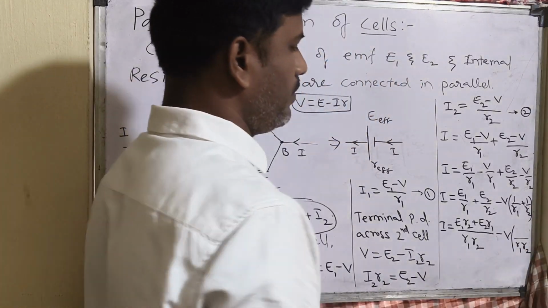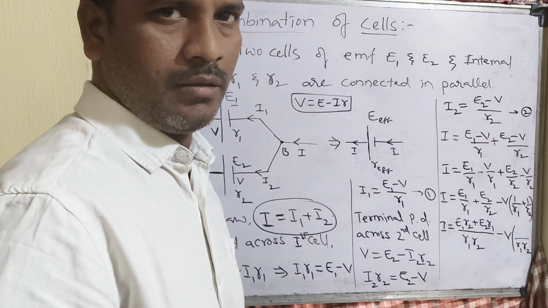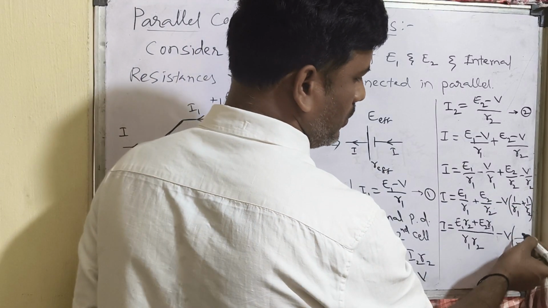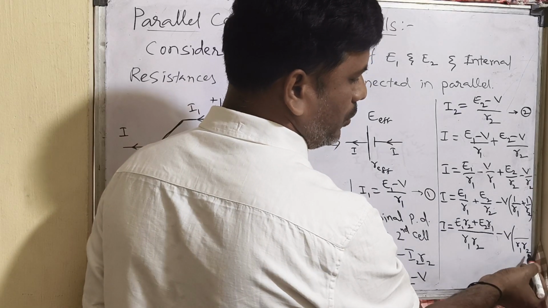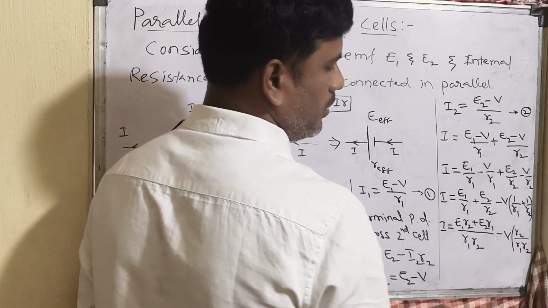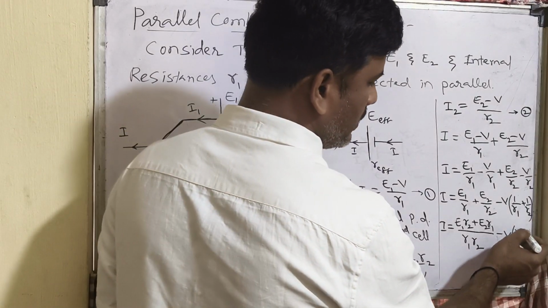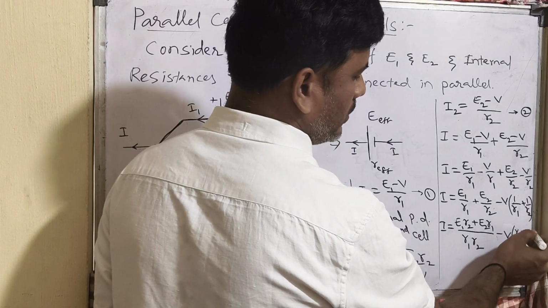R1 R2. Next, cross multiplication. Clear? It is basic things. So in mathematics, for the LCM, R1 is present but R2 is not there, so R1 R2 into 1 by R2. This is the concept. Plus R2 is there, but R1 is not there, that's why it is R1.